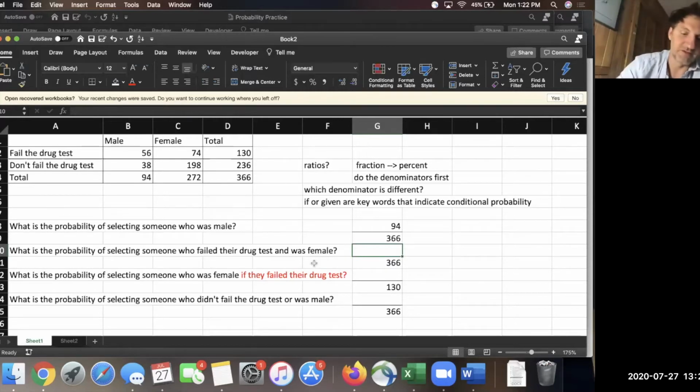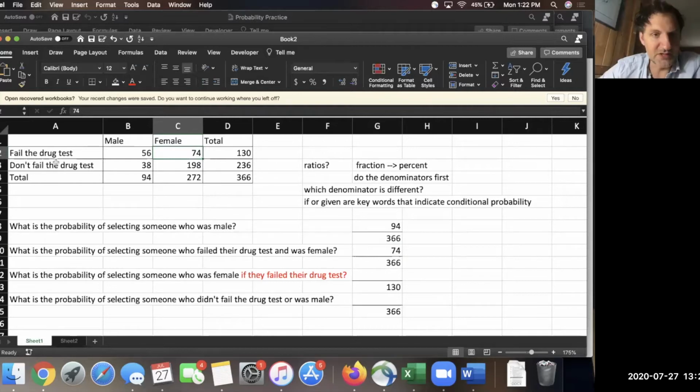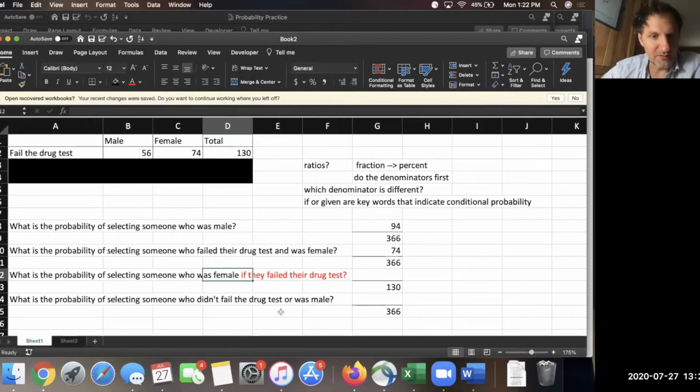74. I want the females who failed the drug test. Oh, okay. Female failed drug test. Boom, that's it. There's only one group of those. I don't want the females who didn't fail the drug test. I don't want males who failed the drug test. I just want this group right here. Now remember, when we're analyzing this one, we're blocking out this bottom part. So if they failed their drug test, that's the row I'm looking at. And so who am I choosing here?